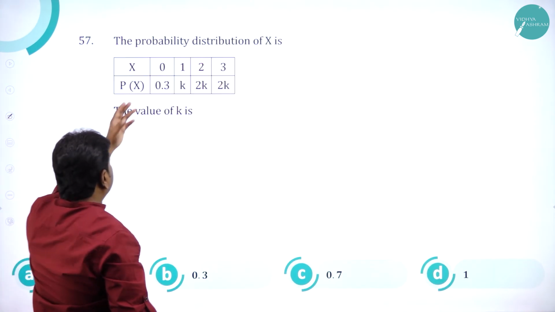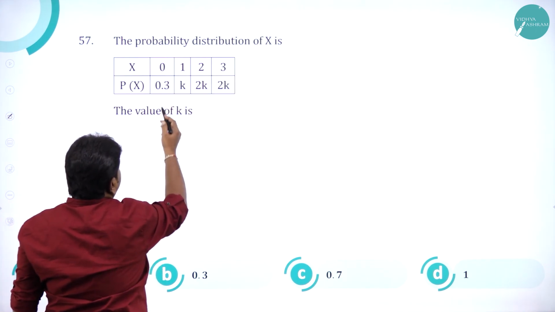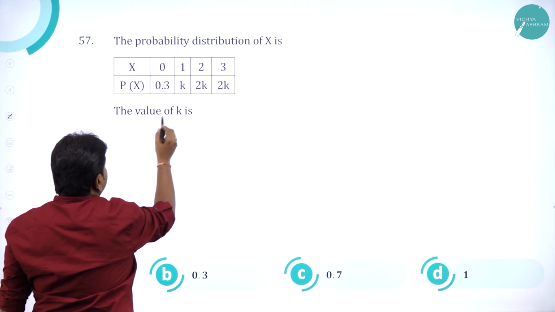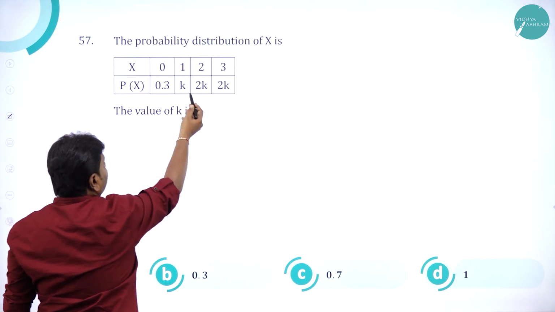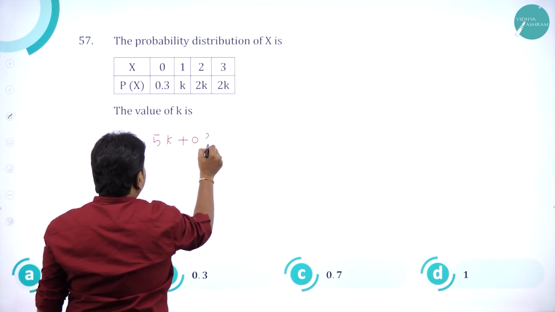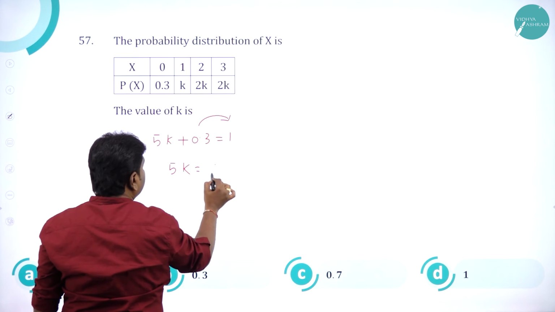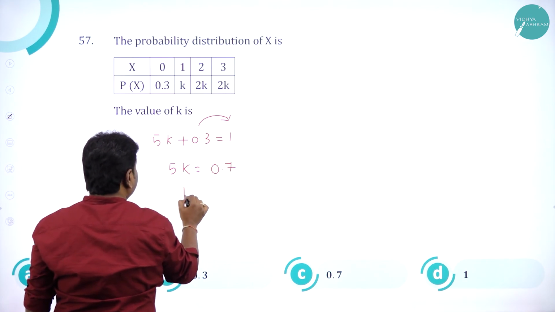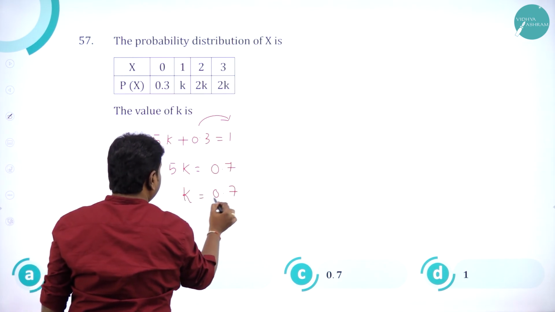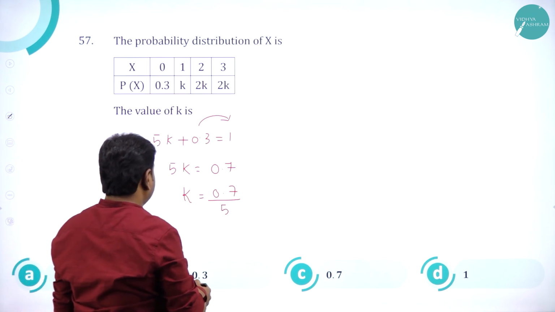Next. Probability distribution of x they give. They want k. All of you know, sum of probability should be 1. So add it: 2k plus 2k is 4k, 4k plus k is 5k, 5k plus 0.3 is 1, or 5k is equal to 1 minus 0.3. 1 minus 0.3 gives you 0.7, or k is 0.7 divided by 5, 0.7 by 5, or simplify this.